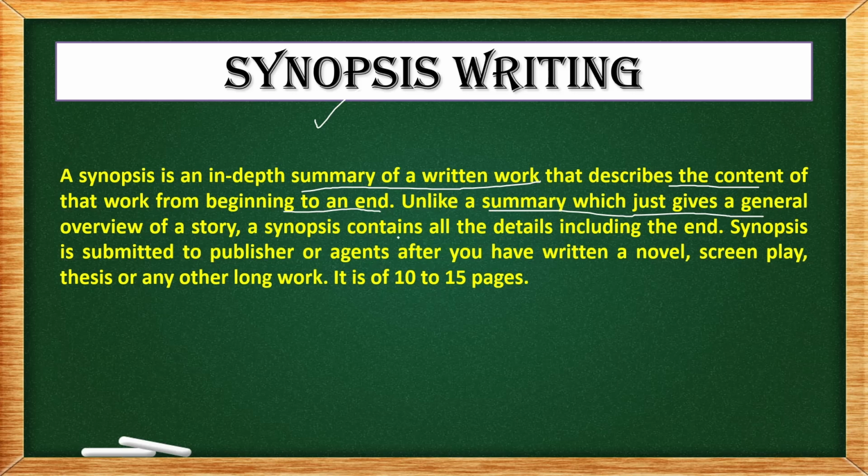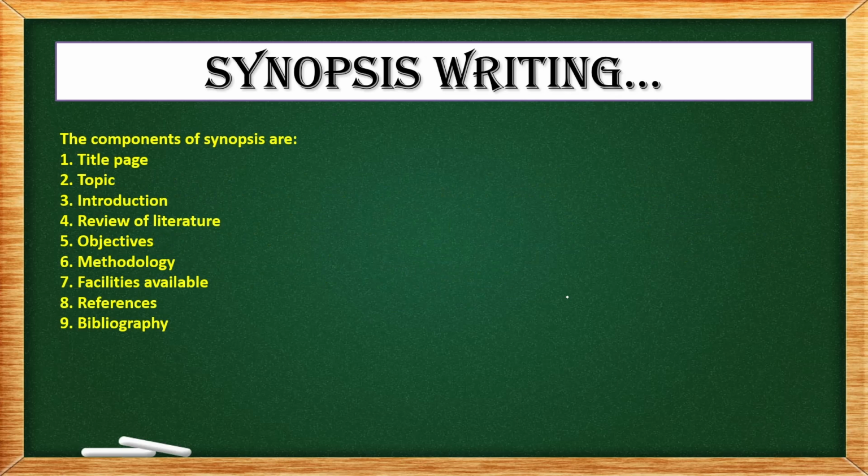It is a summary which just gives a general overview of a story. A synopsis contains all the details, including the end. It is submitted to publishers or agents after you have written a novel, screenplay, thesis, or any other long work. Generally, it is of 10 to 15 pages.